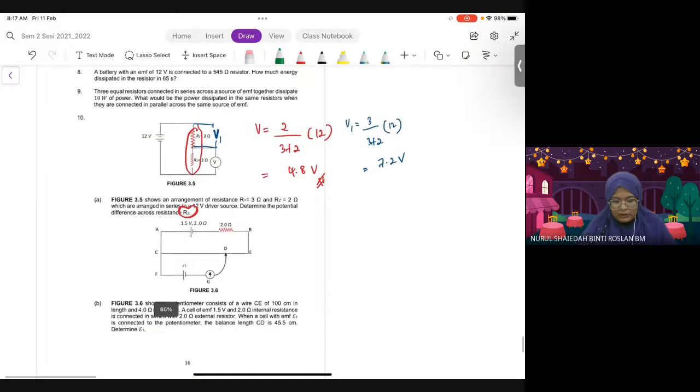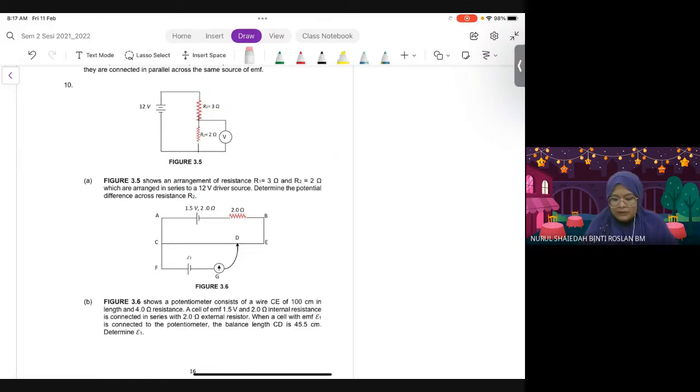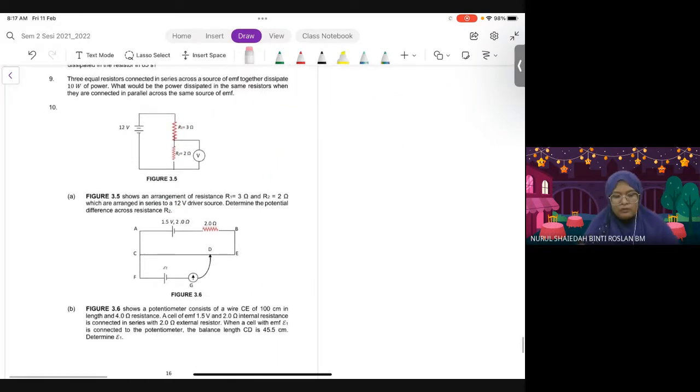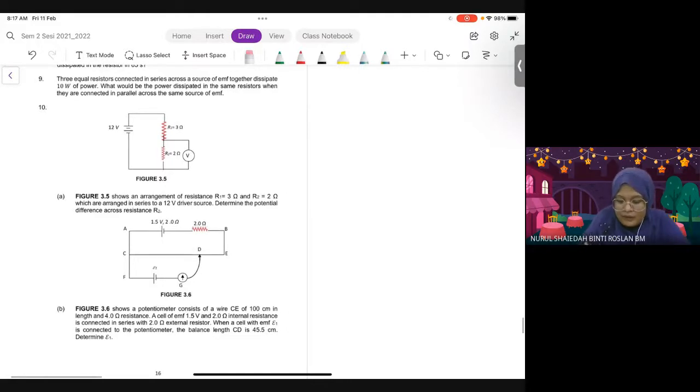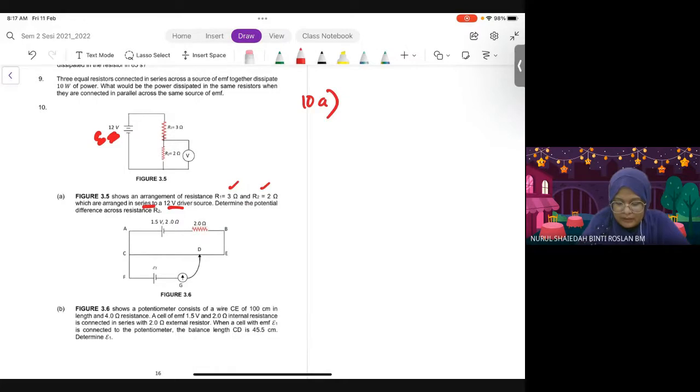Kita bermula daripada nombor 10 lah. Okay. Sebab kita baru belajar kan. Okay. Kita tengok nombor 10. Saya buat daripada bawah. Okay, 10A. So, figure 3.5 show arrangement of resistor R1, R2 and arrange in series with 12 volt driver source. So, ini adalah EMF lah. So, kenapa EMF? Sebab dia tak ada internal resistance. Okay, determine the potential difference across R2.